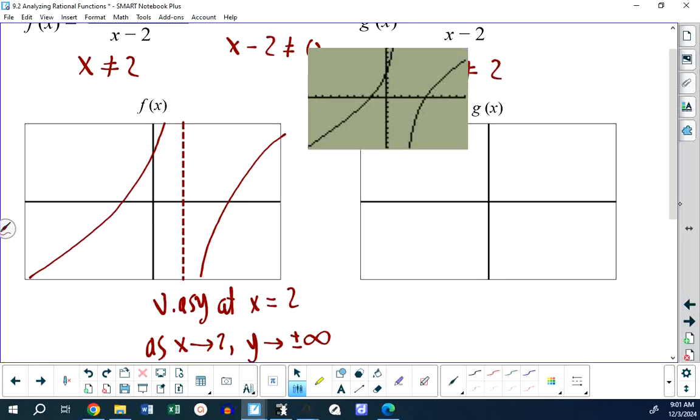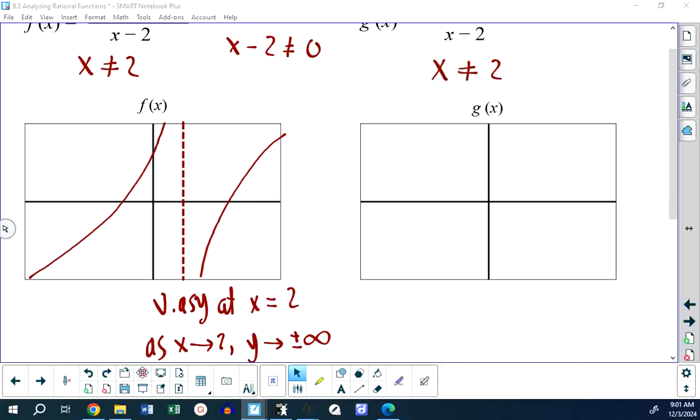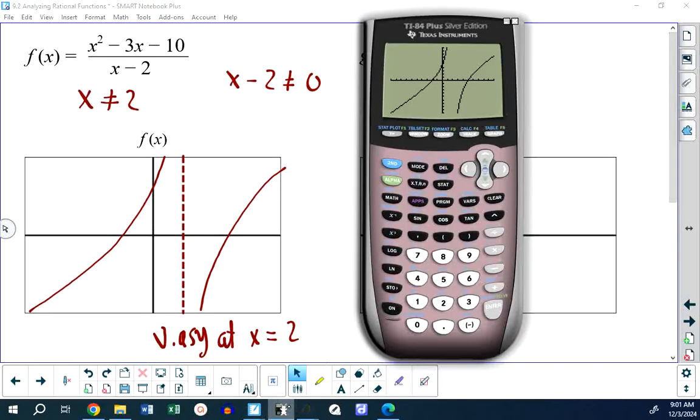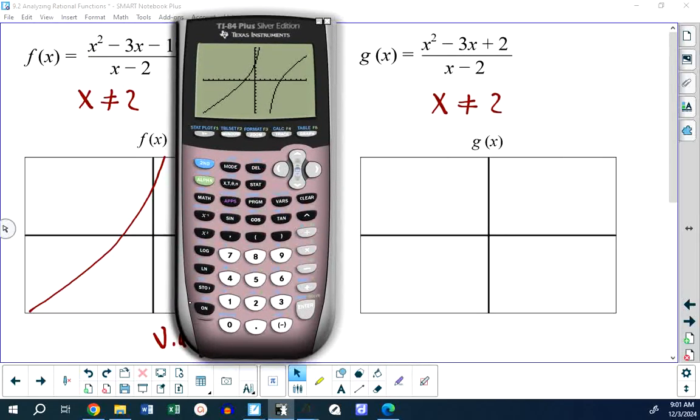Now let's sketch this other one. And initially when you see the second function, the graph is going to be a little surprising. Not what you would expect for a rational function. I don't know why I deleted that. I just had to change one number, but that's okay. x squared minus 3x plus 2 over x minus 2. Just double check.